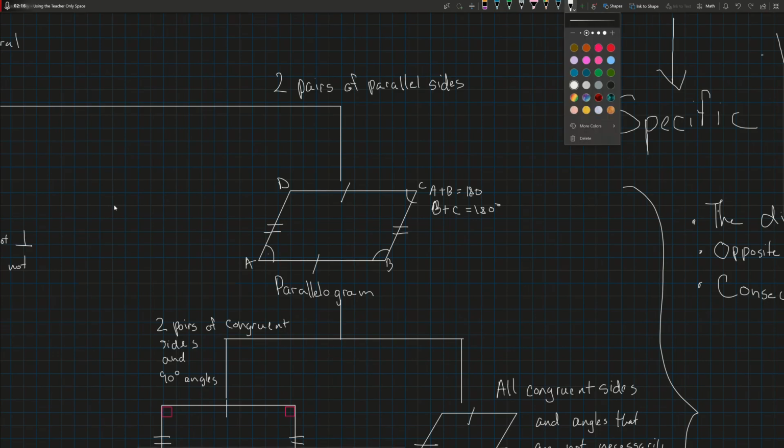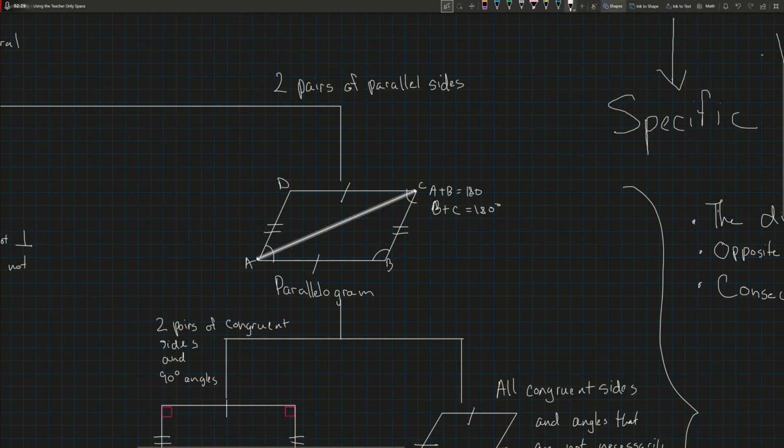Okay, so let's draw these diagonals. If I draw the diagonals, we can clearly see that these diagonals are not congruent. So D1 is not congruent to D2. We can also see that they're not perpendicular. So that means that this angle and this angle are not 90 degrees.